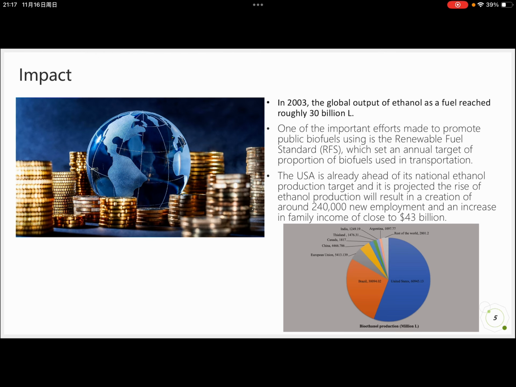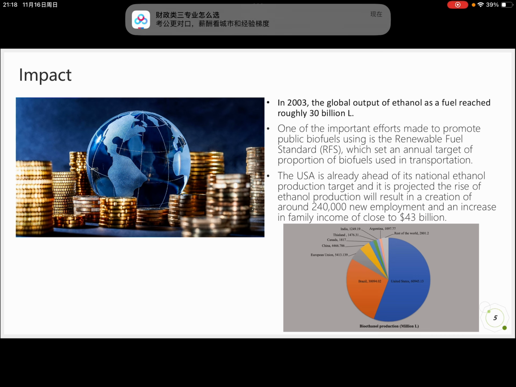And when we talk about the impact, we have to introduce one of the important efforts made to promote public biofuels using. It's called RFS. It sets an annual target of proportion of biofuels used in transportation in USA. And now the USA is already ahead of that ethanol production target. And it is projected that the rate of ethanol production will result in a creation of around 250,000 new employment, and an increase in family income of close to $53 billion.